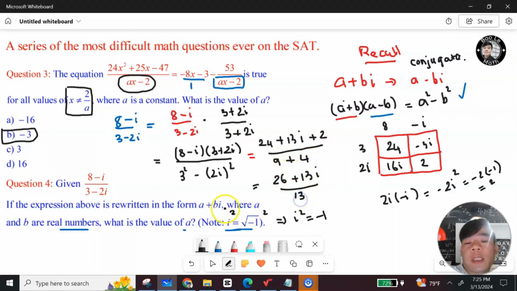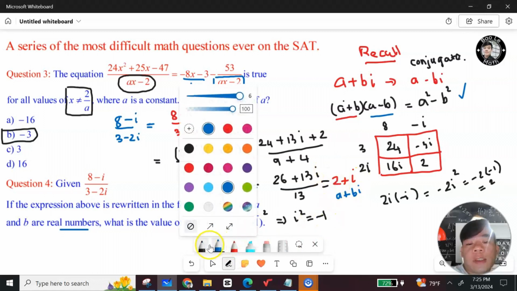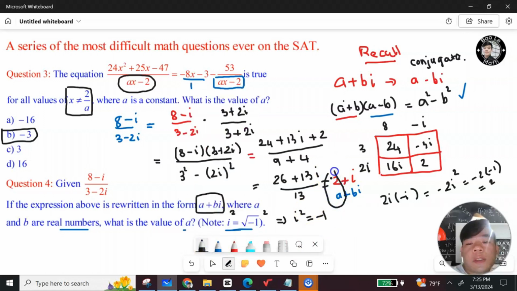Now we need to convert it into this form. We see the denominator right here, so I'm going to divide each term by 13. 26 divided by 13 is going to be 2, plus 13 divided by 13 is 1, so it should be i only. This is actually a plus bi. Now we just equate the coefficients. A should be 2, so the answer is a equals 2.